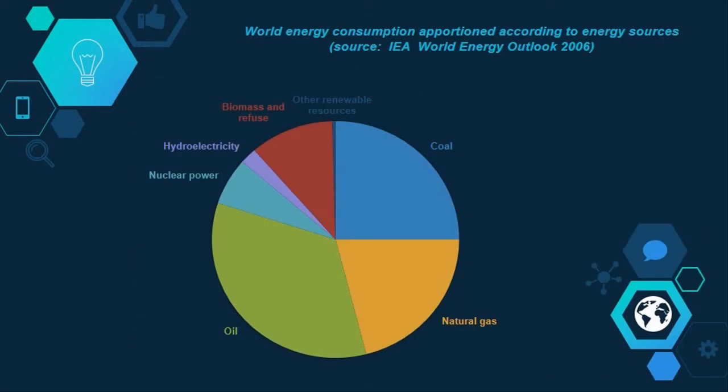World energy consumption apportioned according to energy sources. Source: IEA World Energy Outlook 2006. Here you can see, coal accounts for 25%, natural gas for 21%, oil for 34%, nuclear power for 6.4%, hydroelectricity for 2.2%, biomass and refuse for 11%, and other renewable resources for the remaining 0.4%.